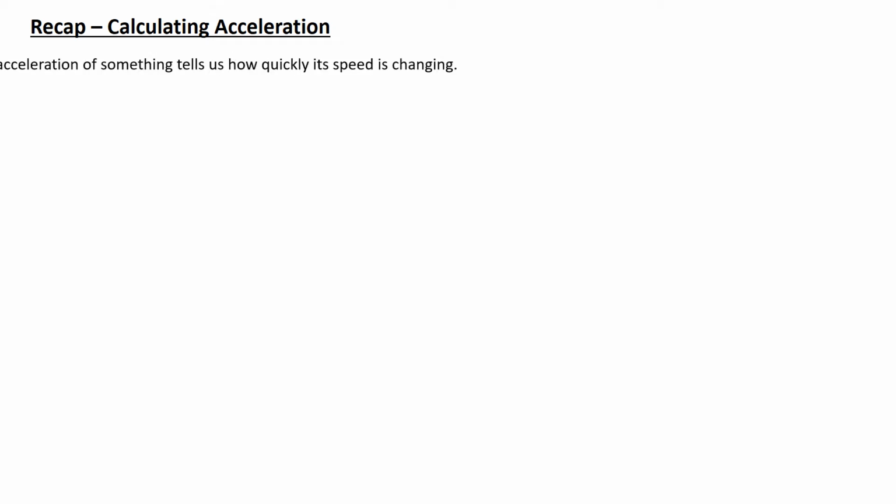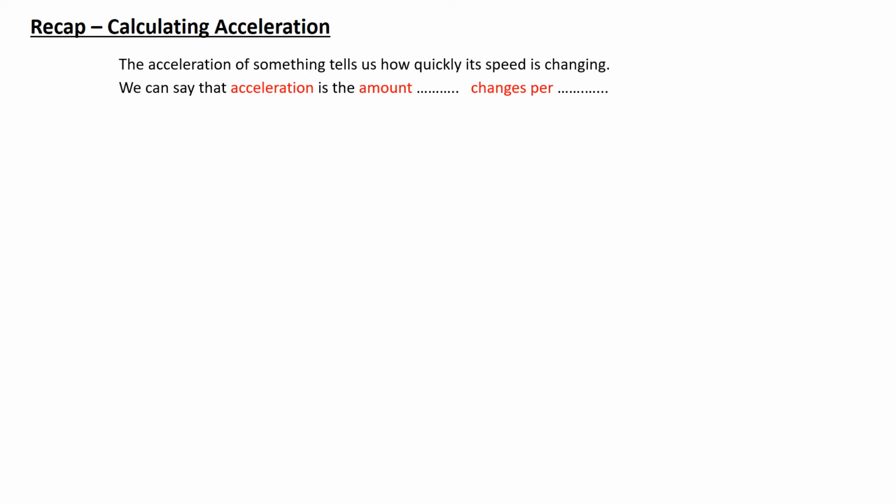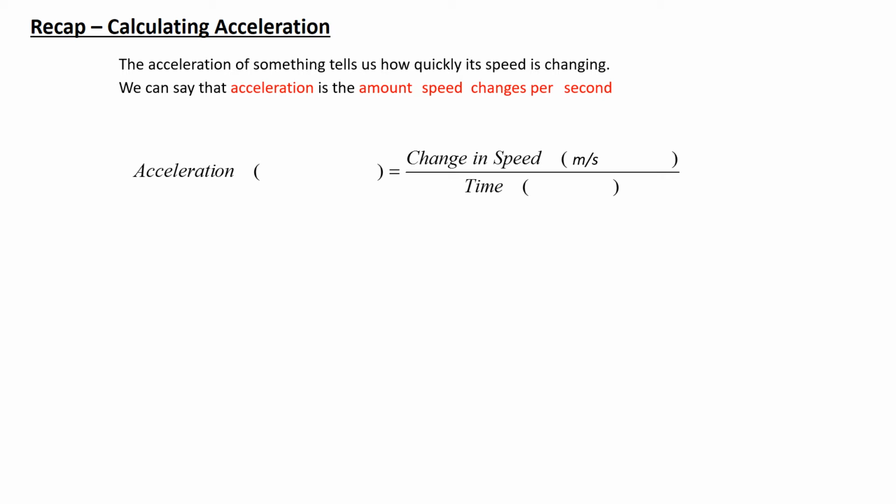You'll notice that displacement is equal to S, and people often get this confused with speed. The acceleration of something tells you how quickly the speed is changing. We can say acceleration is the amount the speed changes per second. Change in speed is meters per second, over a second. Therefore, acceleration is meters per second squared.